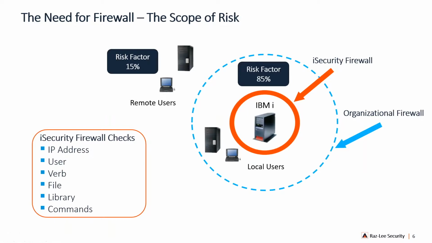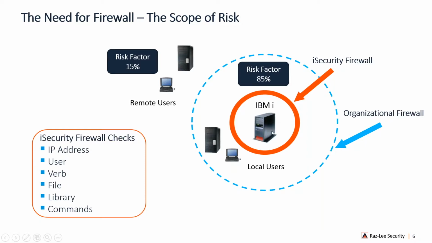Some of us make a mistake, and we think that it is enough to have the external organizational firewall. Well, it's not that true, and I'll explain why. Because the organizational firewall actually is around the organization. So all the local terminals and local users, they are within this area, what we call the organization. So the firewall is not between them and the valuable resource named IBM i.